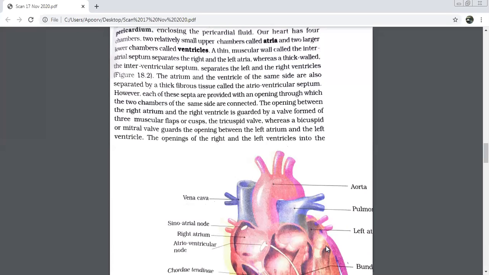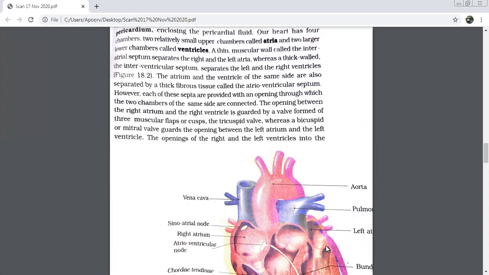Carefully listen. The opening between the right atrium and the right ventricle is guarded by a valve formed by muscular flaps. How many muscular flaps? Three. Yes, three. You can call it the tricuspid valve. Good.